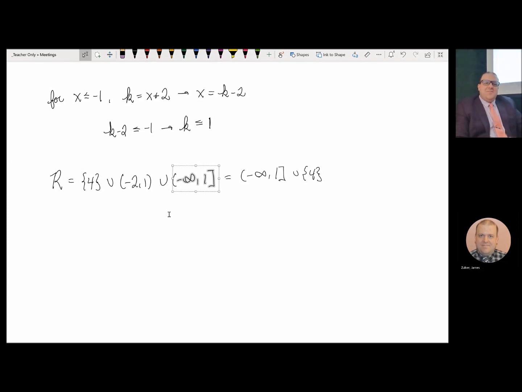You better learn how to do domain and range because it's one of the most important things. You'll be doing it a lot in calculus. Again, it's an implied domain. Questions on domain and range?